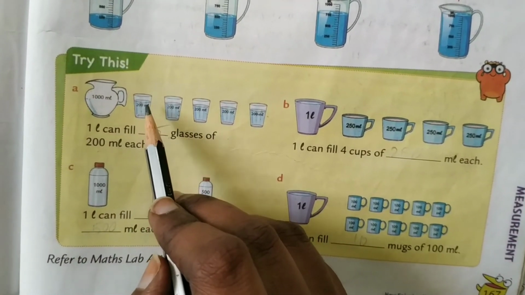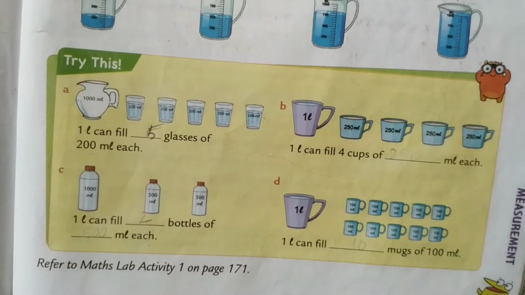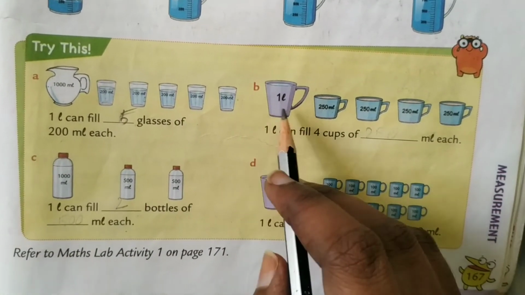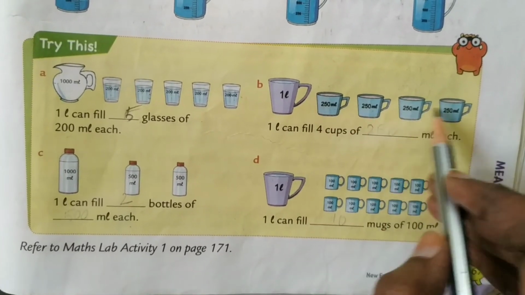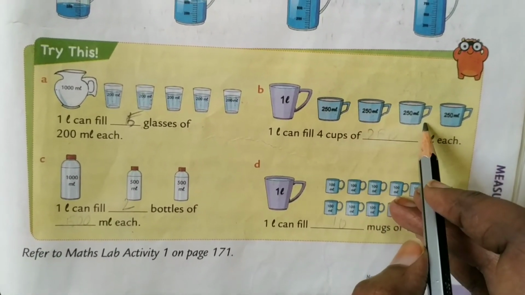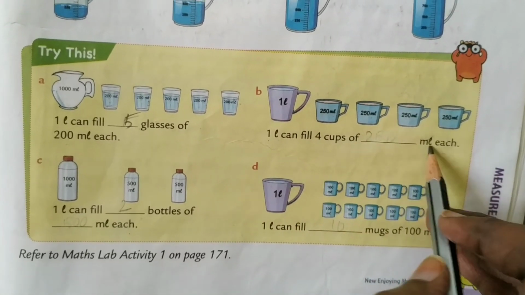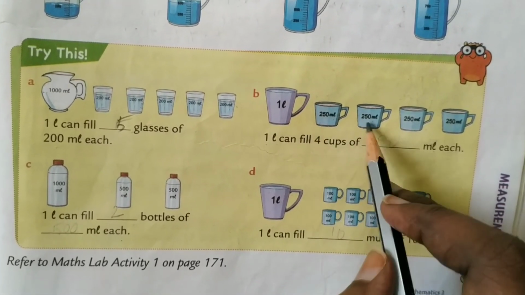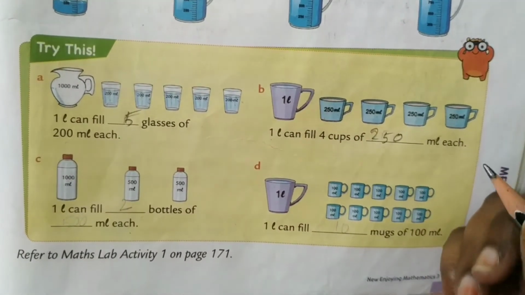Okay. Now the question is, 1 liter can fill how many glasses of 200 mL each? So how many glasses are there? 1, 2, 3, 4, 5. So the answer is 5 here. Next, B question. 1 liter of water is split into 4 parts of 250 mL. You can see it here. So 1 liter can fill 4 cups of how much mL? You can see here it is given already. It is 250 mL. Okay.